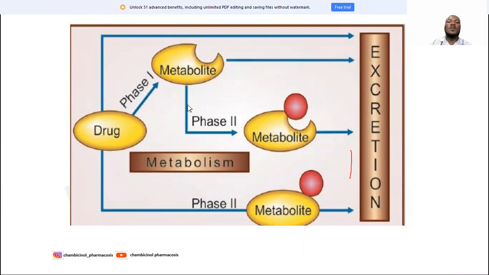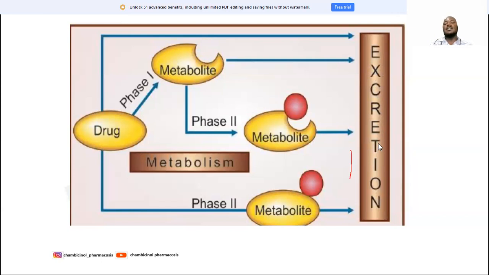Phase 2 might be a continuation of the phase 1 metabolite, or the parent drug can undergo phase 2 directly if it contains a polar functional group that can favor the drug being conjugated with the endogenous polar compound. So for example, this is the product or metabolite from phase 1, where it will get conjugated with an endogenous polar substance to form this huge molecule which is extremely polar, so that it will be excreted.